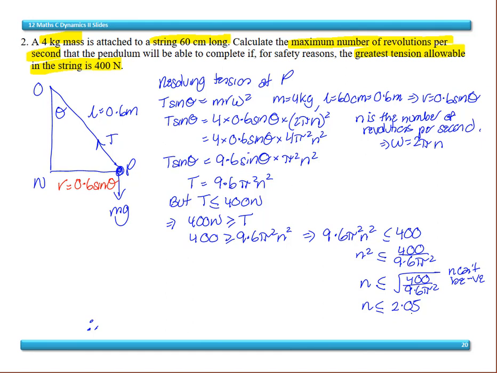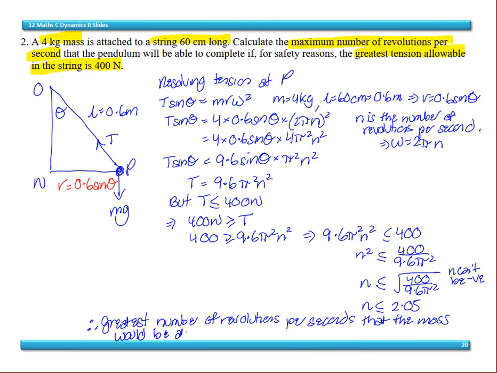So the greatest number of revolutions per second that the mass would be able to complete is approximately 2.05. Now if I had rounded up to 2.05, then I would say 2.04, which is what the textbook has.